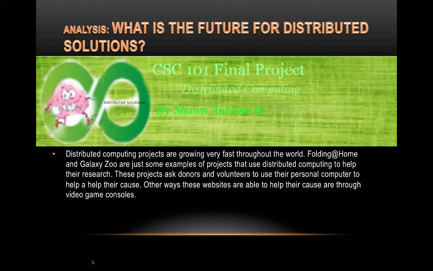Analysis: what is the future for distributed solutions? The future for distributed solutions is more projects. The amount of distributed solution projects is growing every day.